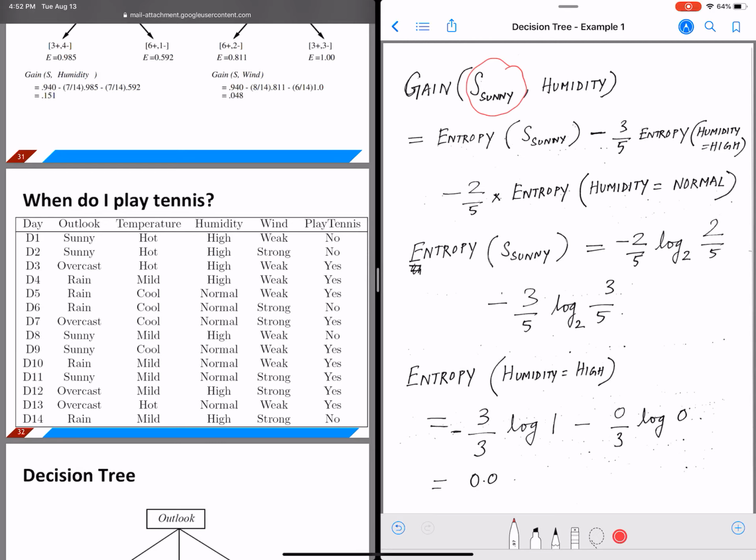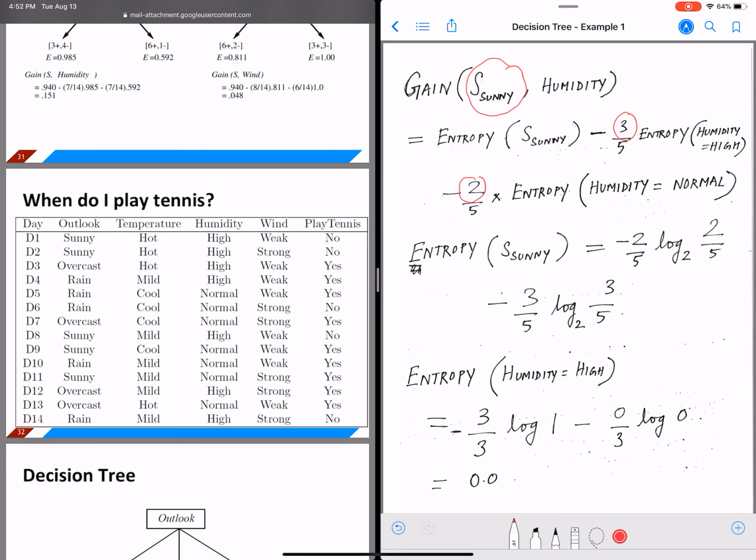Which is entropy of S sunny minus the number of instances where humidity is high, which is supposedly 3, and the number of instances where humidity is normal, which is given by 2. So let's count them and see if they are actually right. Let's go on the left and look at the data. Where outlook is sunny and humidity is high: sunny, high, D1, D2, D8, right? And D9 has sunny and normal, so that's going to the next class. And D11 also has sunny and normal, so that is the other humidity equal to normal class.